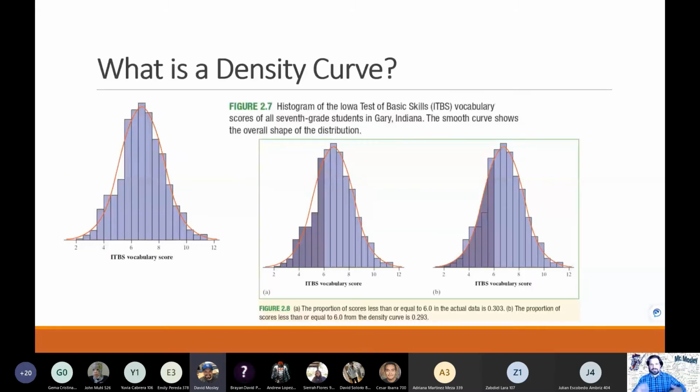All right, so here are some examples of density curves. We have a histogram in all three pictures showing the ITBS vocabulary score distribution. In this figure, the histogram shows the Iowa Test of Basic Skills, ITBS, vocabulary scores of all 7th grade students in Gary, Indiana. The smooth curve shows the overall shape of the distribution. So this red curve that goes up and over our distribution shows the overall shape.